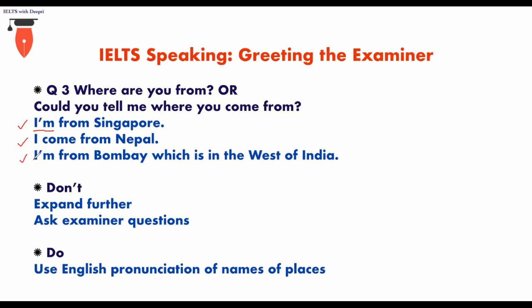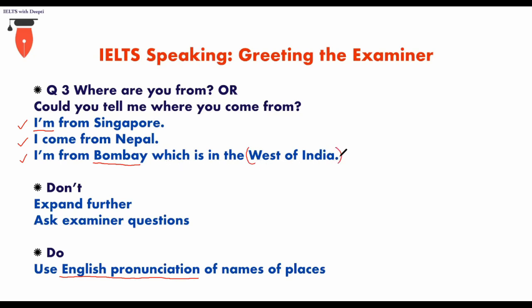Now in India, most of the cities that we come from, they have a Hindi name also. Like Mumbai is used for Bombay, Delhi is used for Delhi. Now in such cases, if you want to tell the name of your city, which is a nice way of being specific, you should use English words or English pronunciations. Okay, this is very important to understand as Indians specifically. Use English pronunciations of the names of places. So you should say, I'm from Bombay, which is in the west of India.